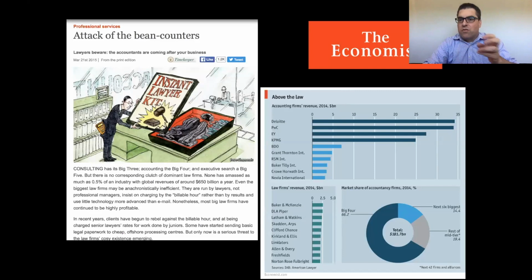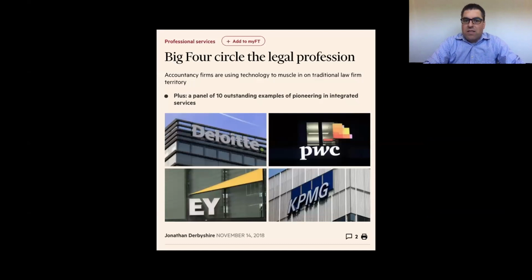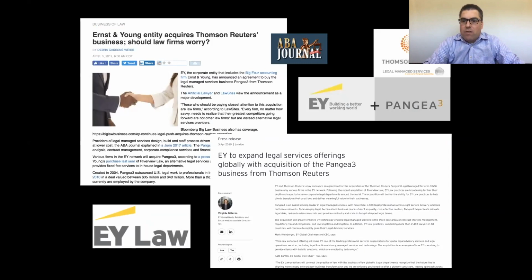And this has been a question people have asked for many years in different forms: are accounting firms going to move into law, formally or informally? And they have, more and more are doing this. And so that's been a theme that's out there. And we've seen kind of incremental moves. This was, I think, a meaningful move. This is an even more meaningful move, buying Pangea3 from Thomson Reuters.